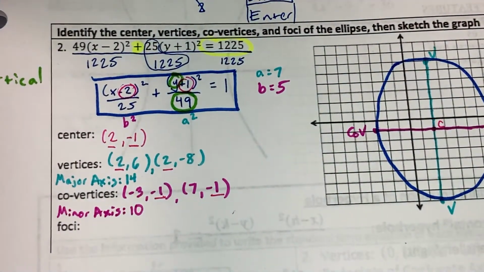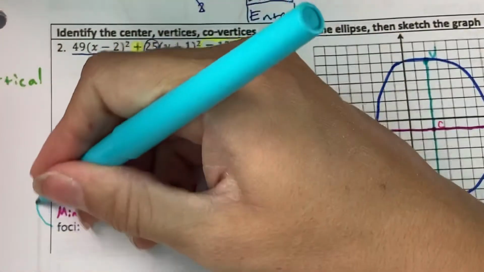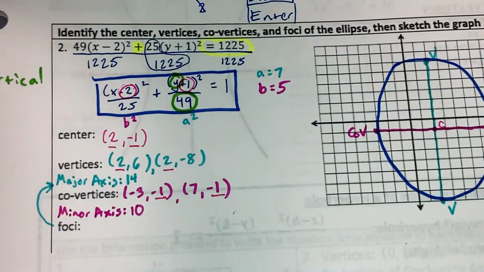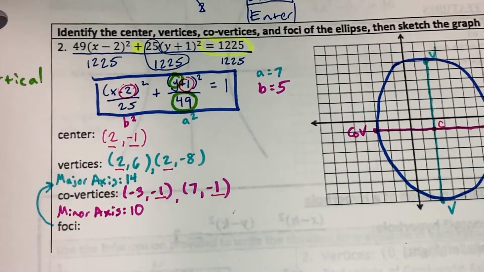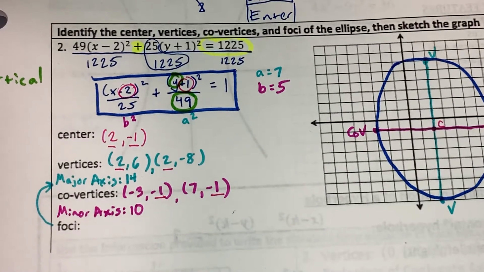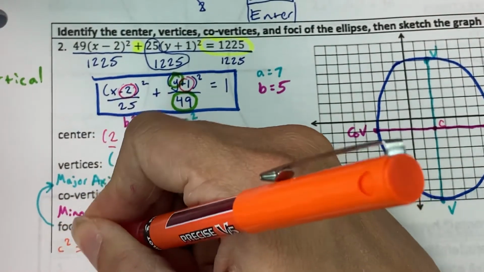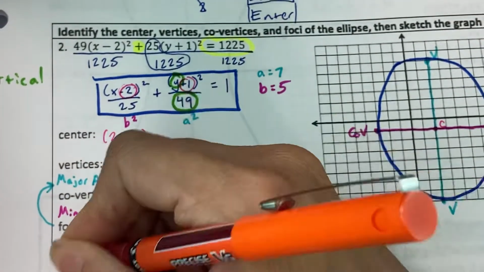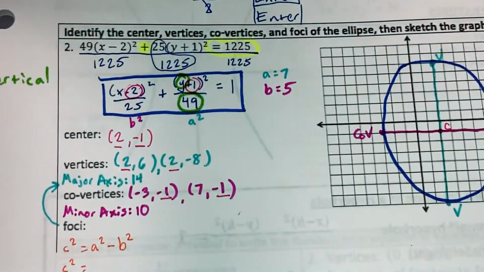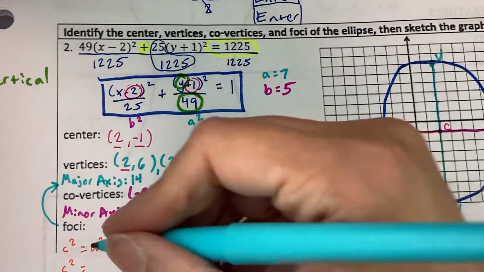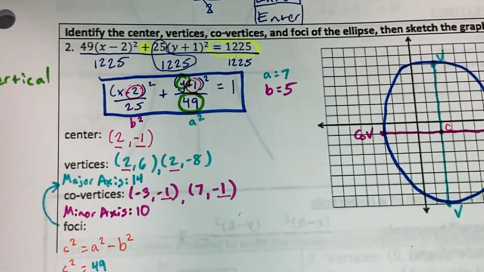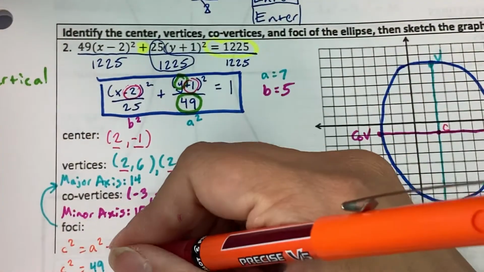So the last thing that we need to find are the foci. So our foci, remember, lie on the major axis, and we need to find them by finding the c values. So c squared equals a squared minus b squared. So c squared equals, our a squared is 49. Our b squared is 25.